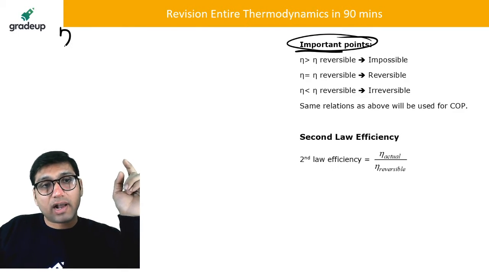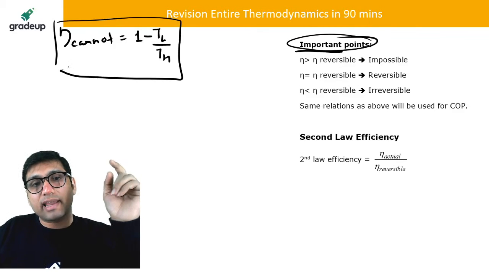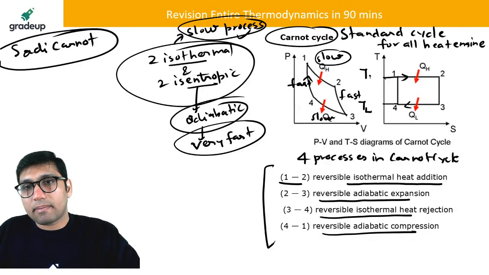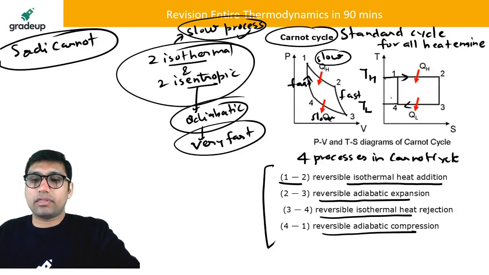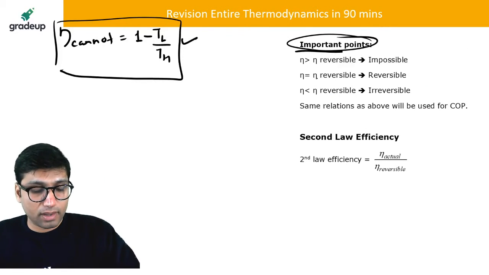Now, the efficiency of a Carnot cycle. Efficiency of the Carnot cycle only depends on two things: the lower and higher temperature limits. The temperature at which heat is rejected is the minimum temperature, let us say this is the lower temperature. The temperature at which heat is applied is the higher temperature, TH. So efficiency of the Carnot cycle only depends on the lower and higher temperature limits.